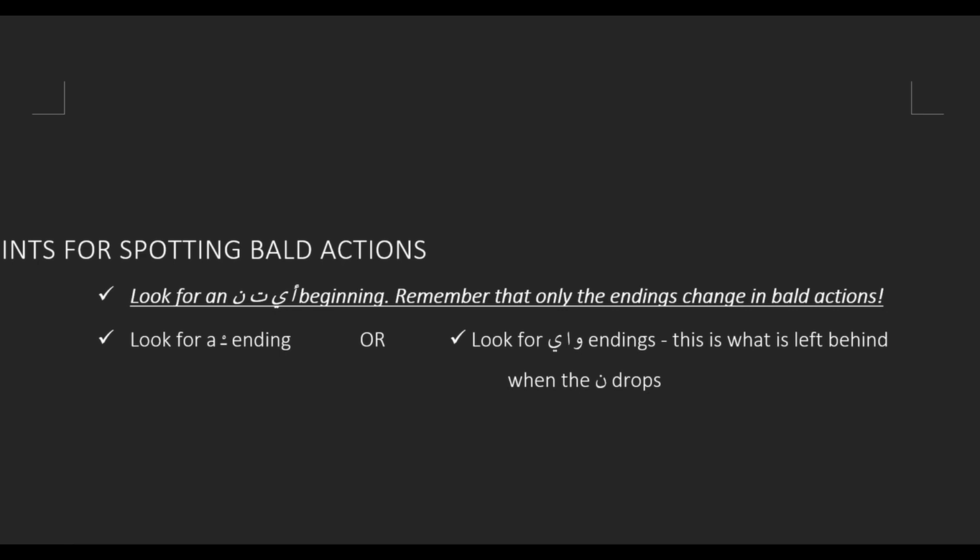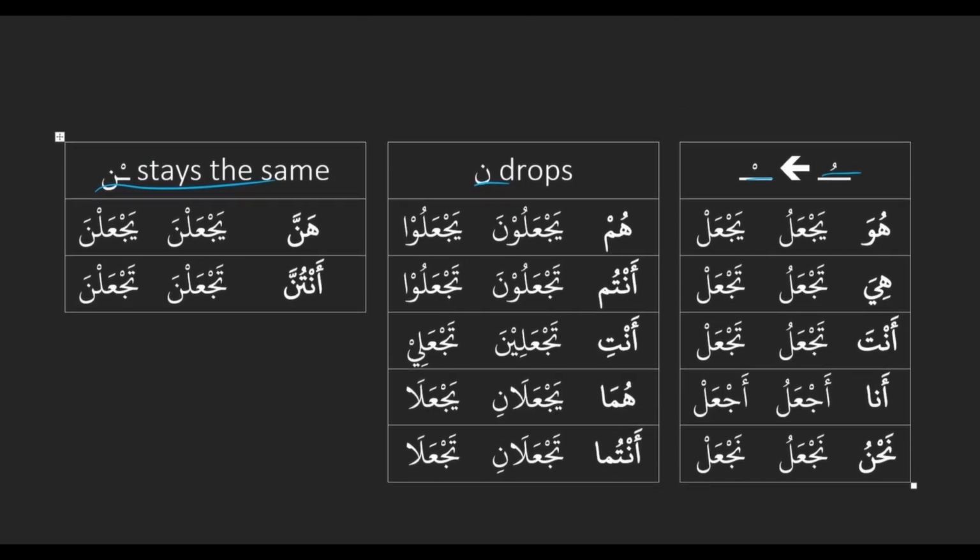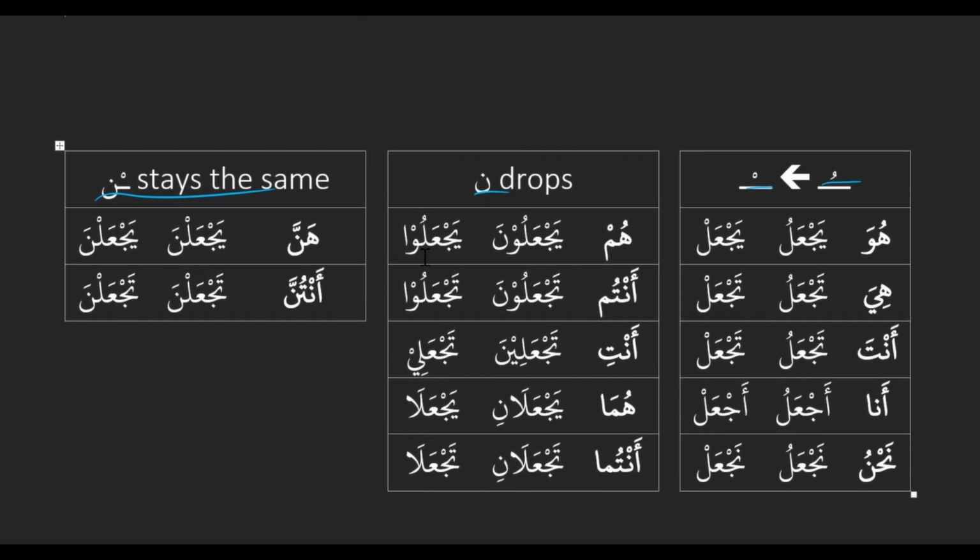So you're kind of just swapping out the u for a sukun, right? And then when the noon drops, it leaves behind a vowel: either waw, alif, or ya. So if you look at these, يجعلون becomes يجعلوا, you see the waw being left behind. تجعلون becomes تجعلوا, waw left behind. تجعلين becomes تجعلي, ya left behind. And then the ani, alif left behind. So either you'll see a waw, ya, or alif left behind.